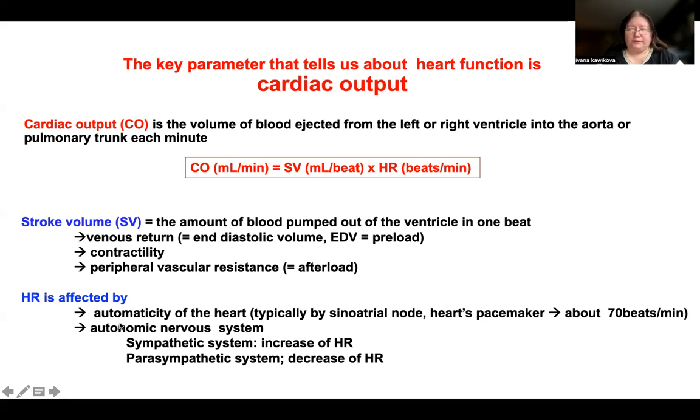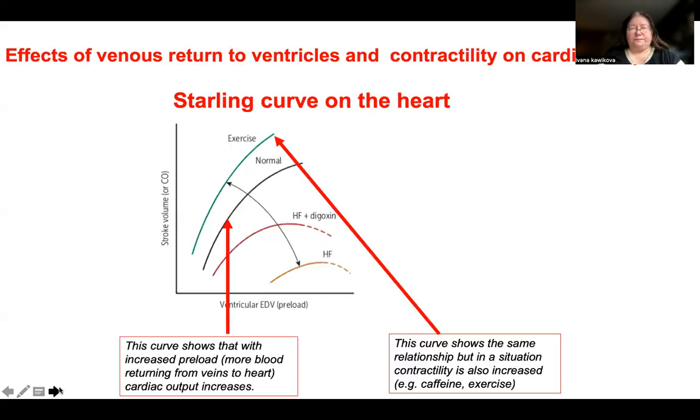One is automaticity, and that depends on pacemaker activity, and if it's the sinoatrial node, it's about 70 per minute. But if other parts of the conducting system of the heart need to take over, the pacemaking activity may be different. For example, nearly half of the heartbeat is achieved by atrioventricular nodes. But heart rate is also affected by the autonomic nervous system, by sympathetic and parasympathetic nerves.